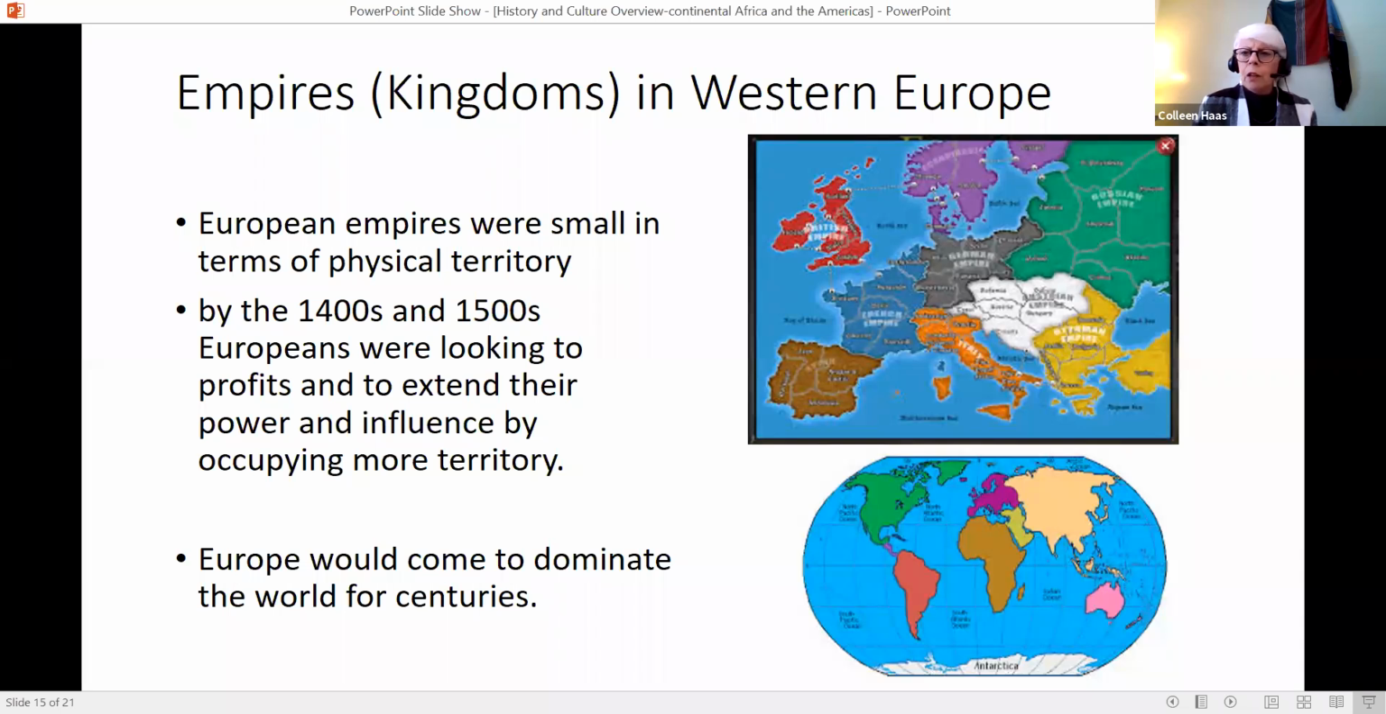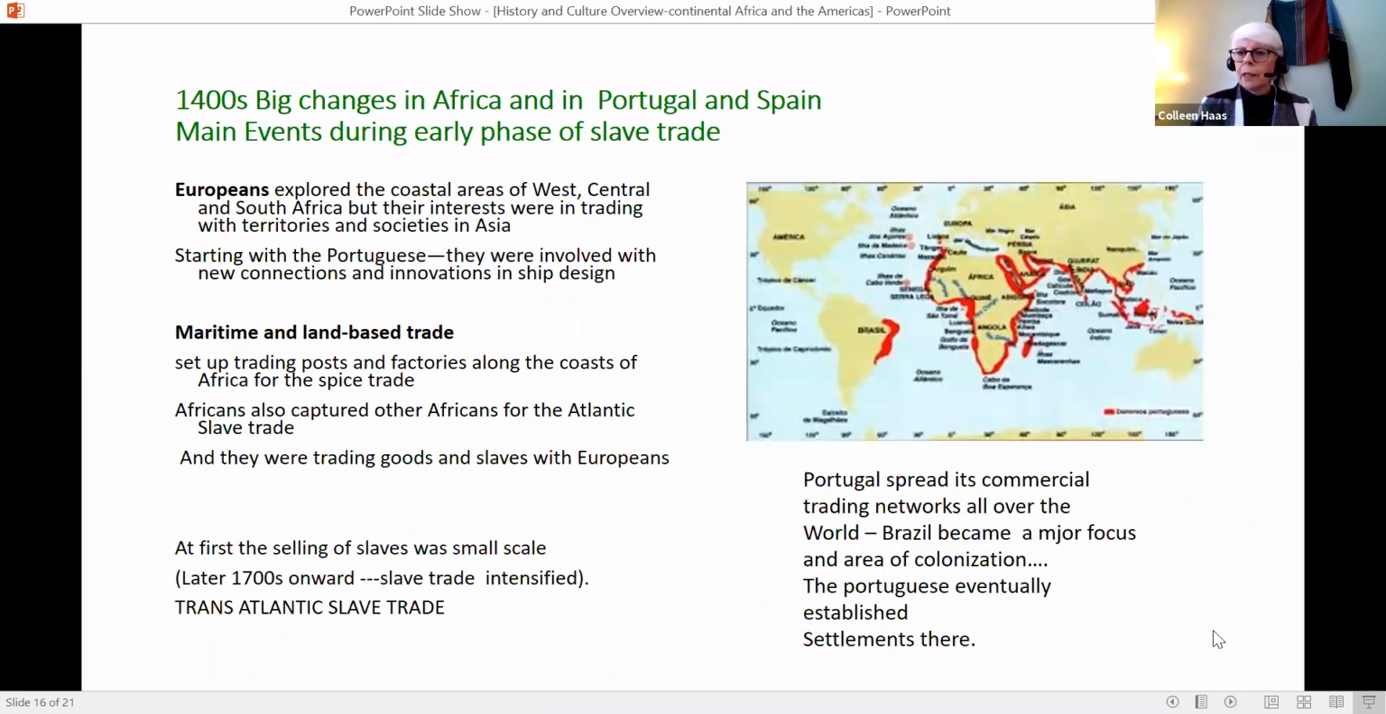European empires were small in terms of physical territory, but because of the technologies that they developed for exploration, particularly maritime exploration, they ended up having a lot of power and control for many centuries. If you like world history, it's interesting to think about how much territory, even though Western Europe was so small, and how much area they had their hand in. And those would have been monarchies at the time, kings and queens ruling those empires.